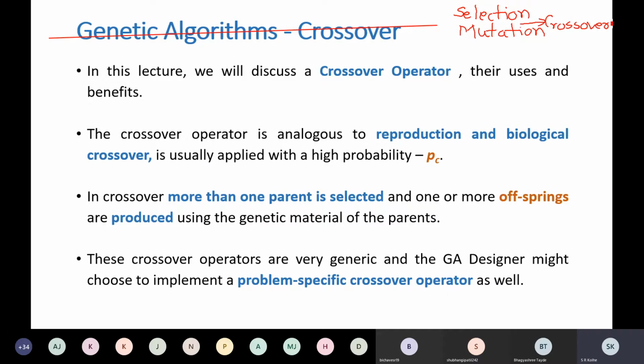And after that we have seen different representation techniques like binary representation, real valued representation, permutation representation. So depending upon the kind of solution or problem, you will have to use the appropriate representation technique. Then we have seen different selection techniques which can be used for selecting chromosomes.